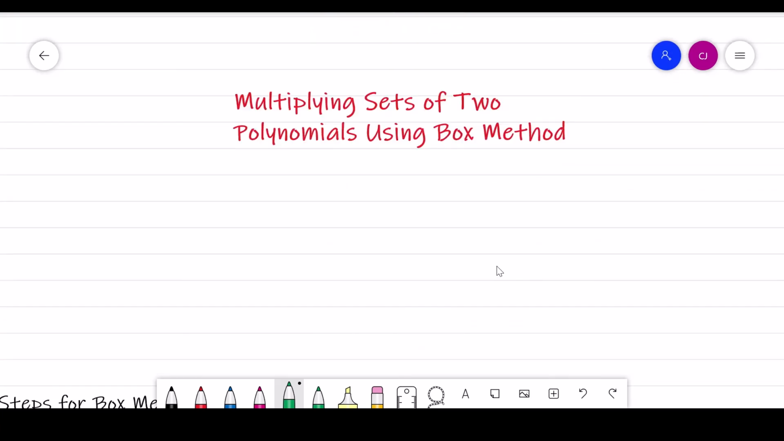So hopefully you found this video tutorial helpful on how to multiply sets of 2 polynomials using the box method. Stay tuned for the next video where we're going to be multiplying a set of 3 polynomials using the box method. See you guys soon.